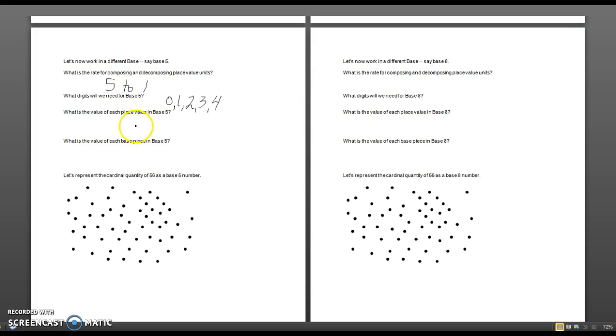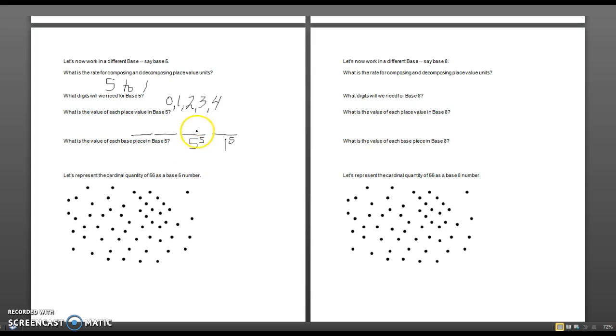Okay? What is the value of each place value in base 5? Okay, so here's where things change up. And this is all based on this exchange rate. Right, these are still the ones. Right, but now when we compose the next higher size, it takes 5 of them. So when we get 5 ones here, we turn them into 5s.